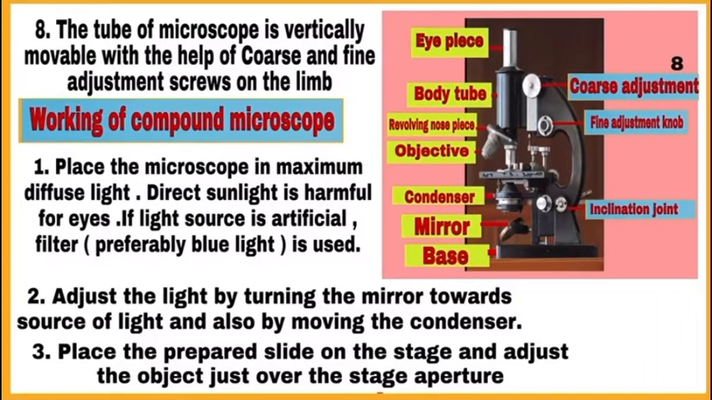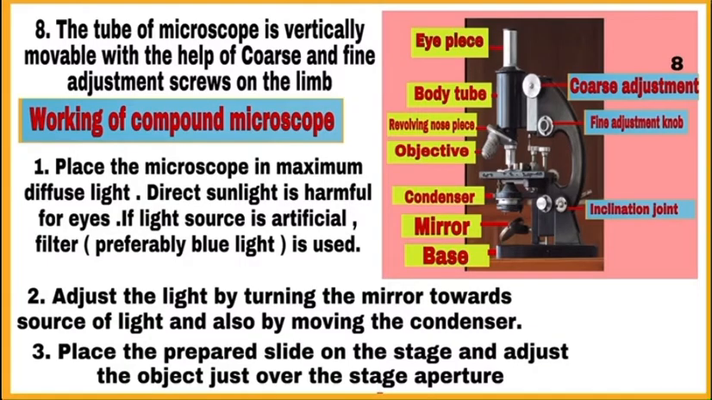Let us move to point number 8. See it in the picture. The tube of the microscope is vertically movable with the help of coarse and fine adjustment screws on the limb. After writing the parts of the microscope, now write the working of the compound microscope in the following steps.